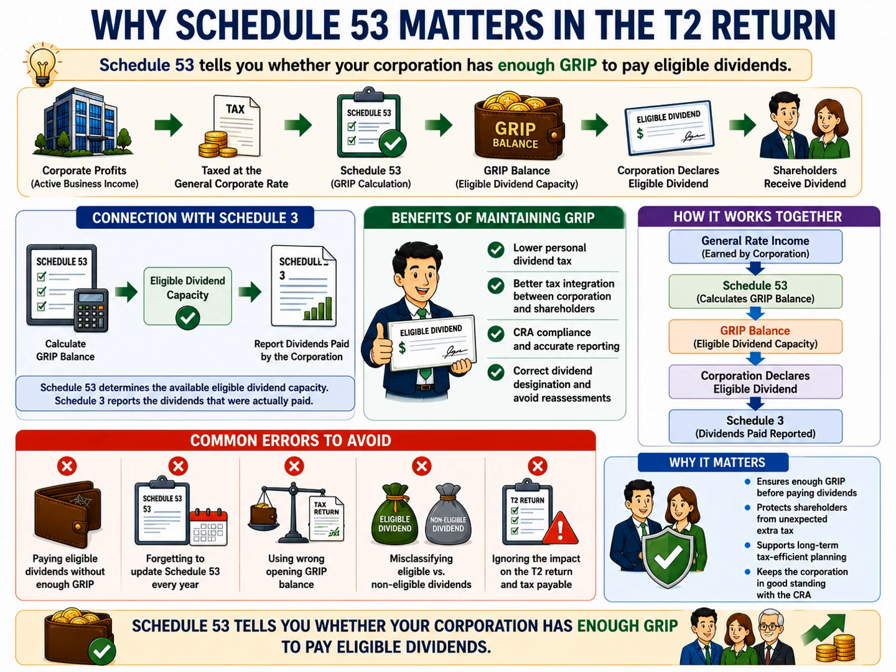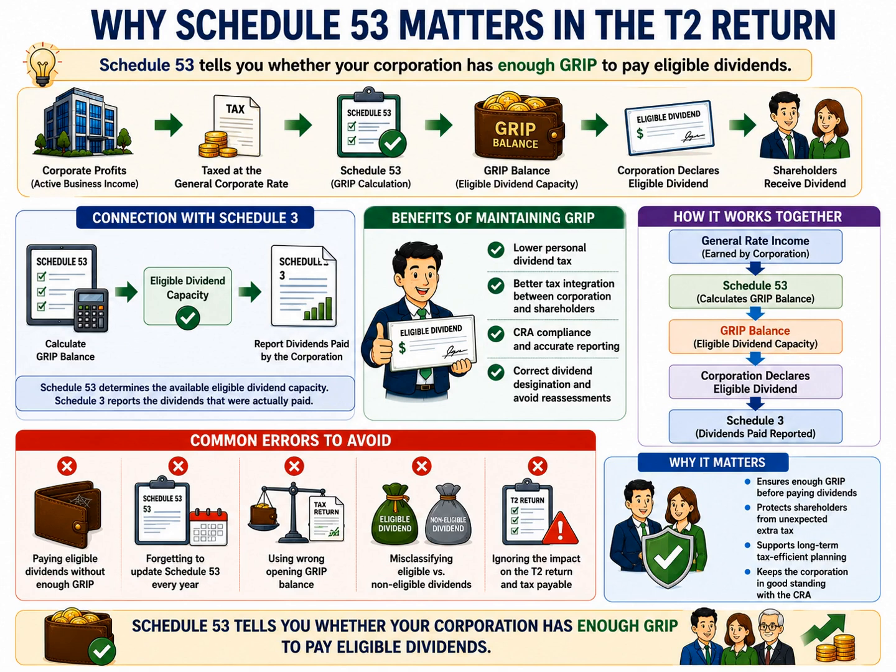The corporation earns general rate income. Schedule 53 calculates the GRIP balance. That balance determines how much eligible dividend the corporation can designate. The corporation then declares eligible dividends, and those dividends are reported on Schedule 3.